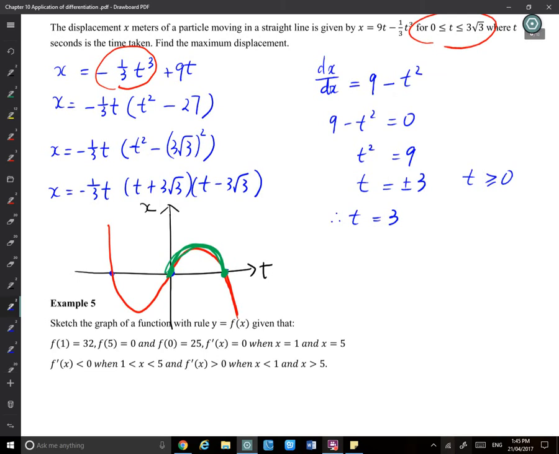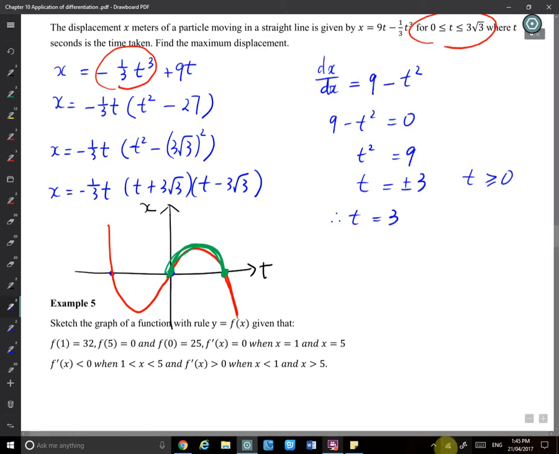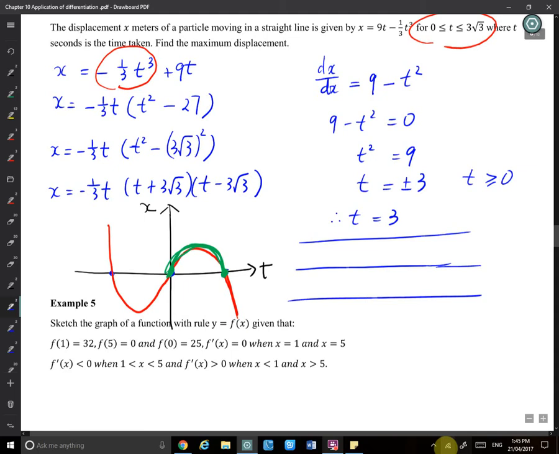Well, I haven't shown t equals 3 is the maximum turning point. Yes, you definitely know it's the maximum turning point because of this graph. But if you haven't sketched this graph, you can't say that's the maximum point. It can be a point of inflection, it can be a minimum turning point. You don't know, so you need to test it first. So how do we test this? We test it by sketching this table. Have 3 in the middle. You have t values, dx/dt values, and the graph.